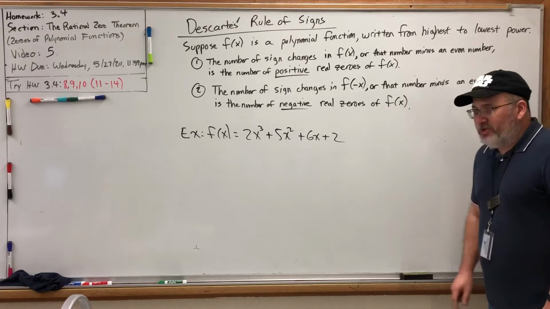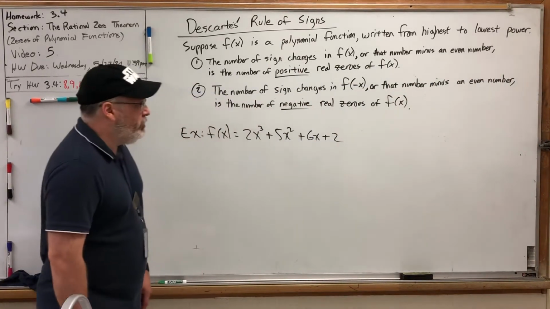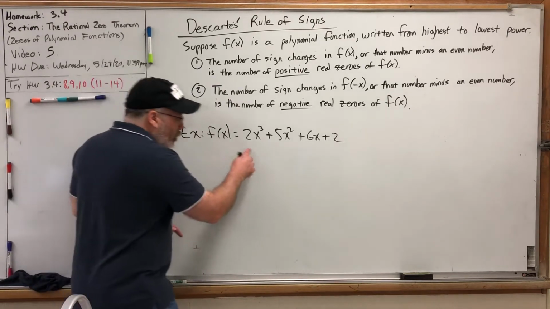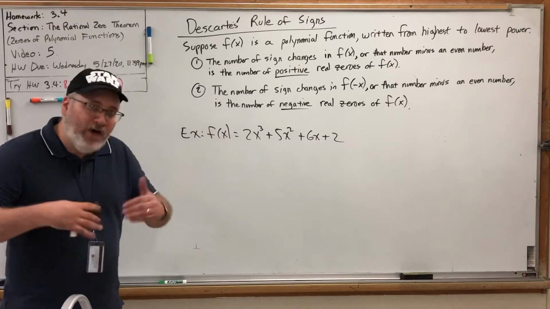Descartes' rule of signs says two things. The number of sign changes in the function, meaning as you go from term to term, the number of times the signs change between positive and negative.